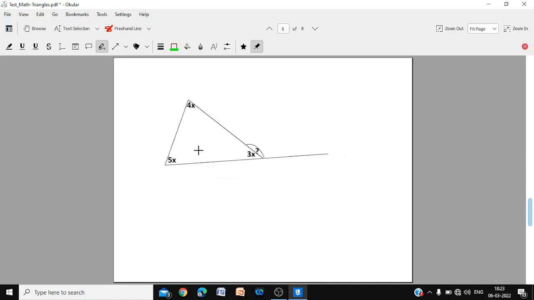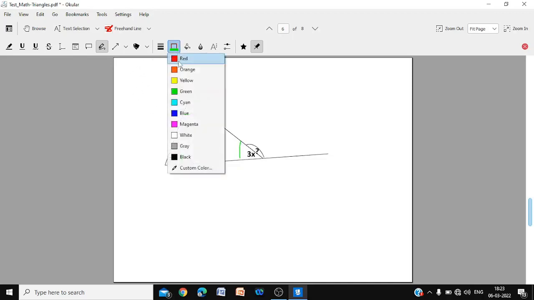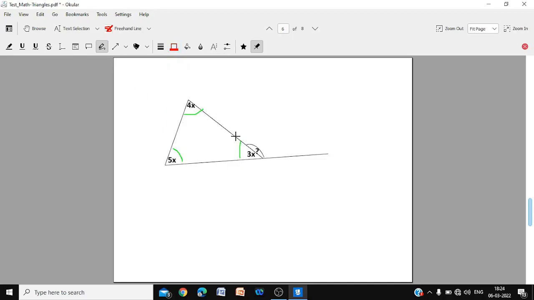Next question. The angles of a triangle are 4x, 5x, and 3x. Then, what is the value of the external angle? This external angle is how much? The three angles are given as 4x, 5x, 3x. Then what is this external angle?